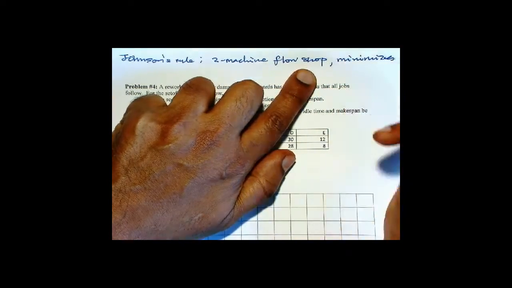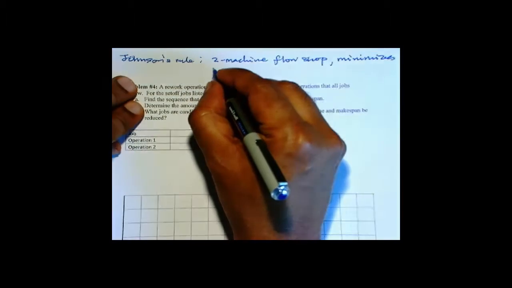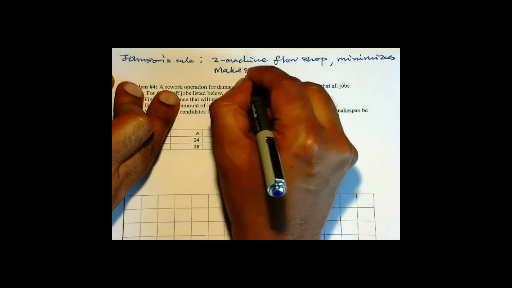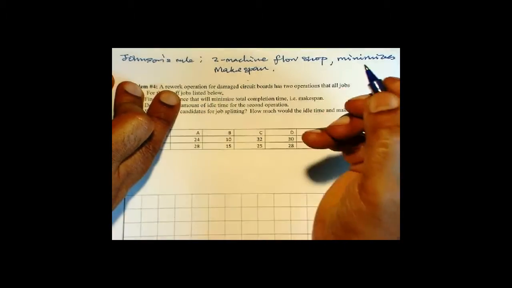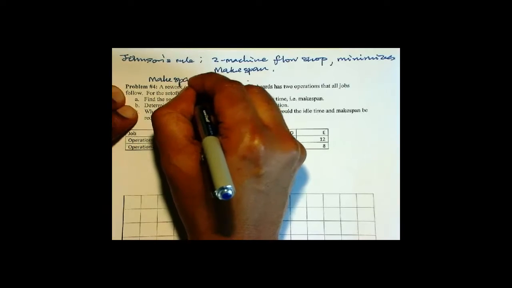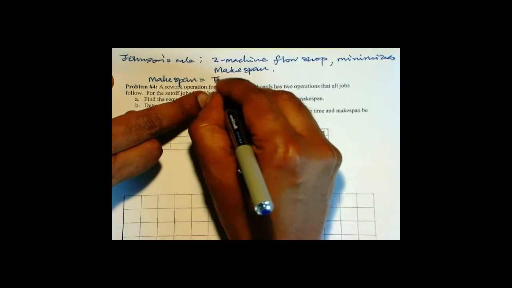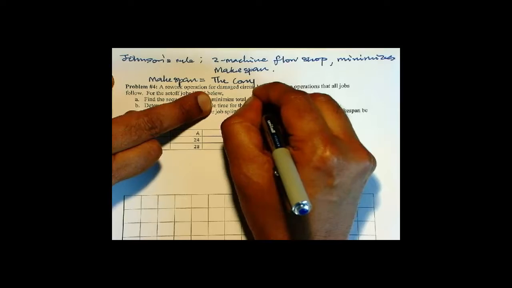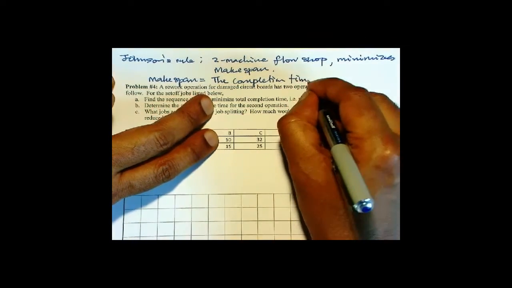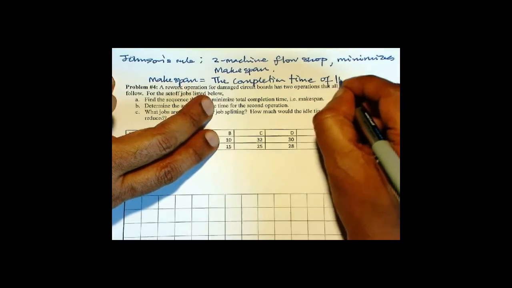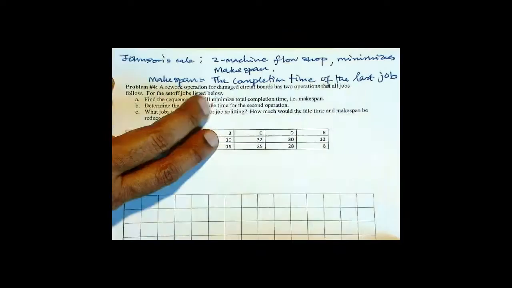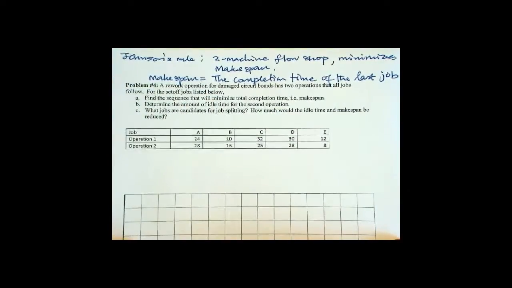what is called makespan. Okay. Makespan is the completion time of the last job. In other words, how long does it take to complete all the jobs that are to be completed?